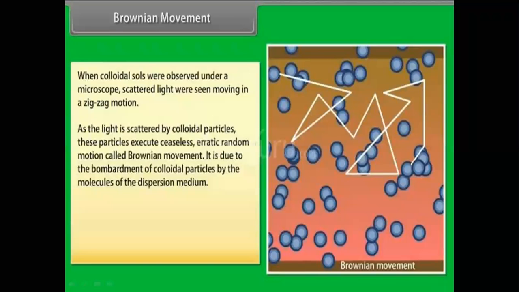Next we will see Brownian movement. It is the random motion of small colloidal particles suspended in a liquid or gas medium, caused by the collision of the medium molecules with the particles. That is Brownian movement.